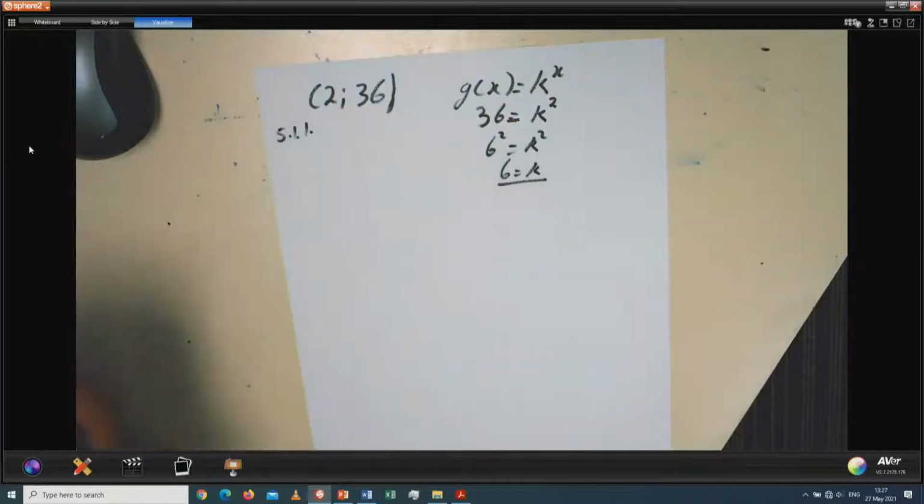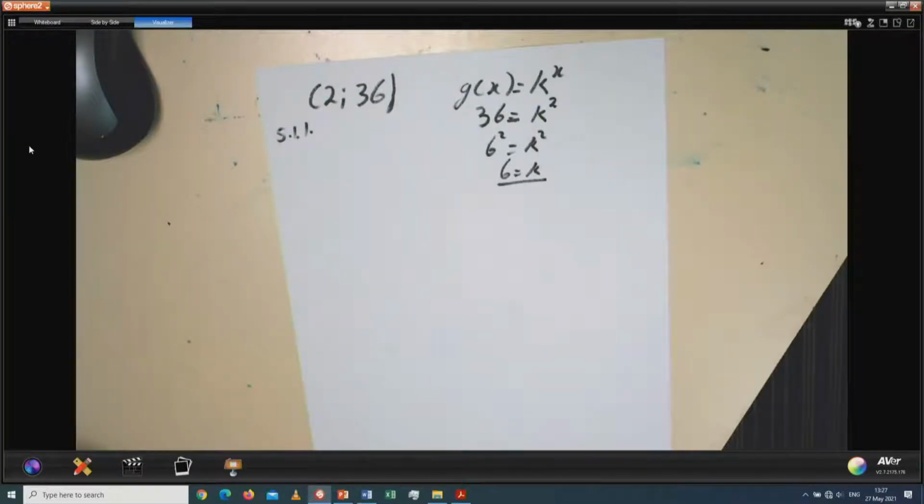Or you can determine the square root on both sides. As you determine the square roots, do not write plus or minus 6. Do not write k is equal to plus or minus 6. Don't, because the value of k must always be greater than 1. k must be greater than 0. So k will then be equal to 6. Do you still remember the question, determine the value of k? We have answered the question.